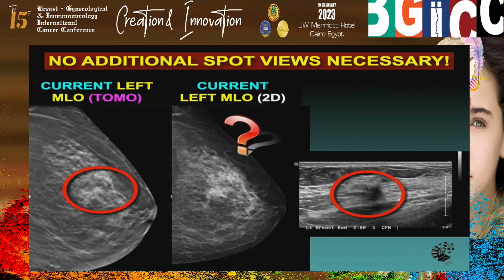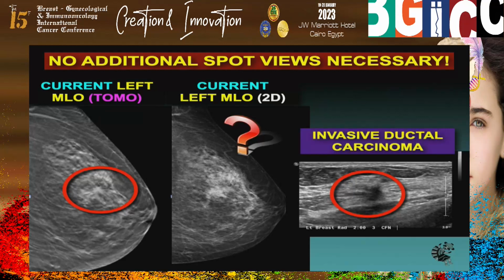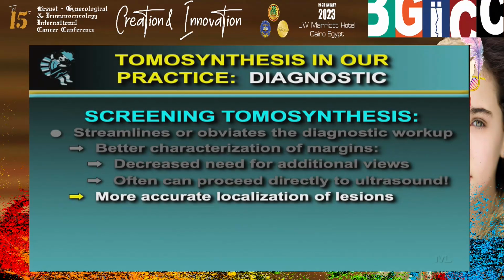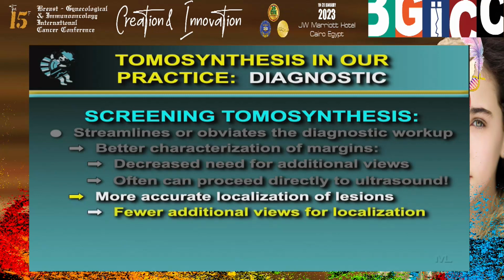And sure enough, on ultrasound, knowing exactly where this was, we can easily identify a spiculated mass. A hypoechoic mass with the features of what it was. That was an invasive ductal carcinoma. No additional spot views necessary. Tomosynthesis at screening acted as a diagnostic study as well. Now, you can also identify the location of a mass or any kind of a lesion on screening, and therefore it's acting as a diagnostic study as well. You therefore need fewer additional views for localization and a more focused ultrasound as well.